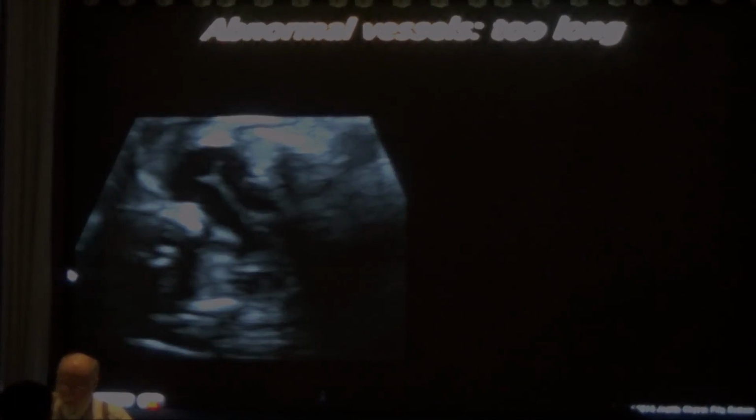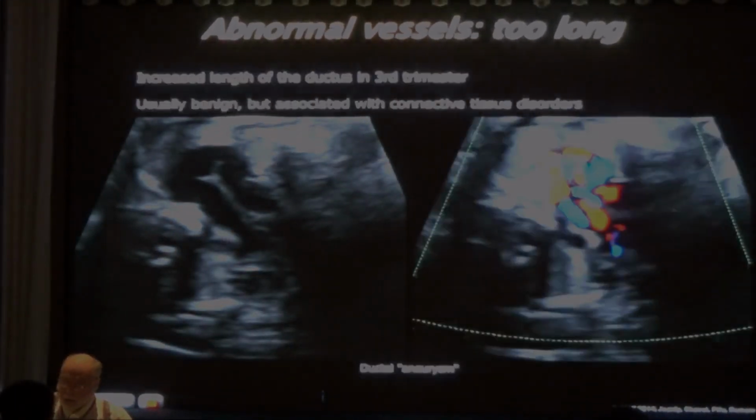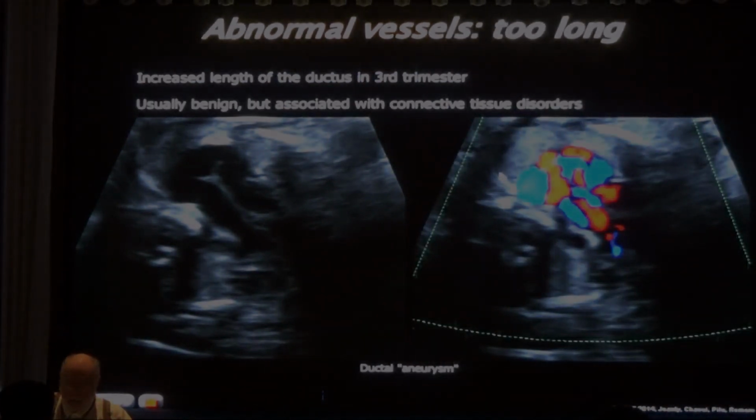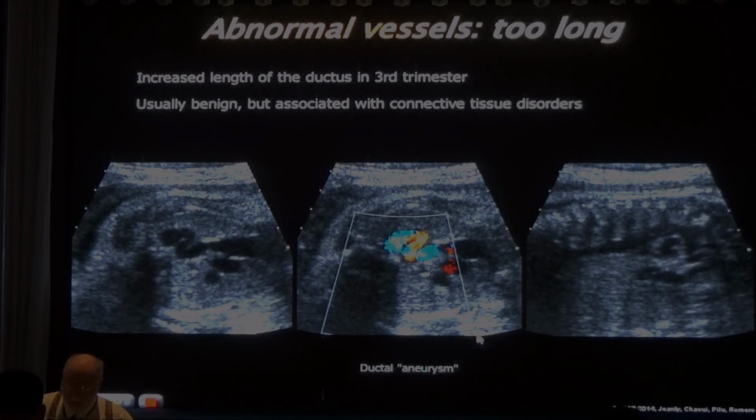And this is another example. It looks like we have a piece of sigmoid inside the chest. And when you put Doppler, there's a lot of flow to that. Again, this is a ductal aneurysm. Now this is usually benign, and those babies self-correct after delivery, but it can be associated with connective tissue disorder, so this baby needs to be checked after birth. Another example with the three-vessel view, and you see that the pulmonary, instead of being a line here, is a long sinus curve going over here. You see this part. So this, again, is a ductal aneurysm.